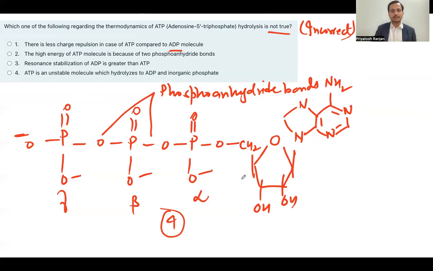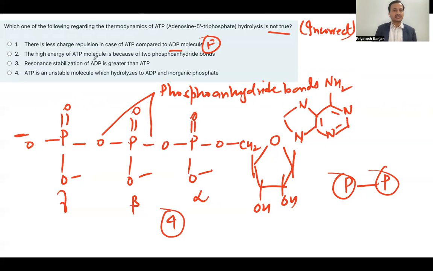Now, in case of ADP, what is going to happen? We are left with only 2 phosphates, adenosine diphosphate. So you are not going to see all the 3. You are going to have only the 2. Of course, with a decrease in the number of phosphate groups, there is going to be a decrease in the charge, and hence there is going to be less charge repulsion. So less charge repulsion in case of ATP compared to ADP, false. The less charge repulsion is going to be in ADP and not ATP.